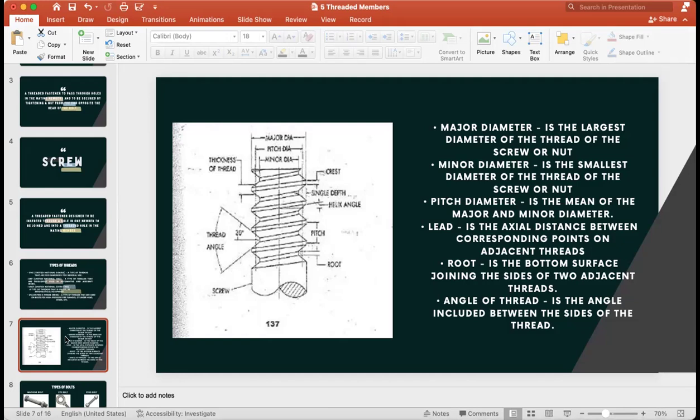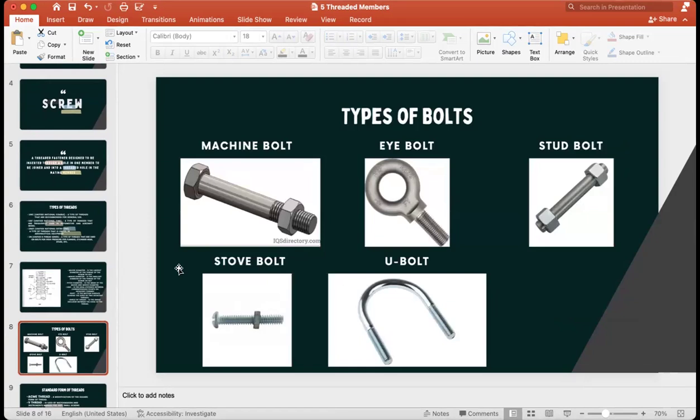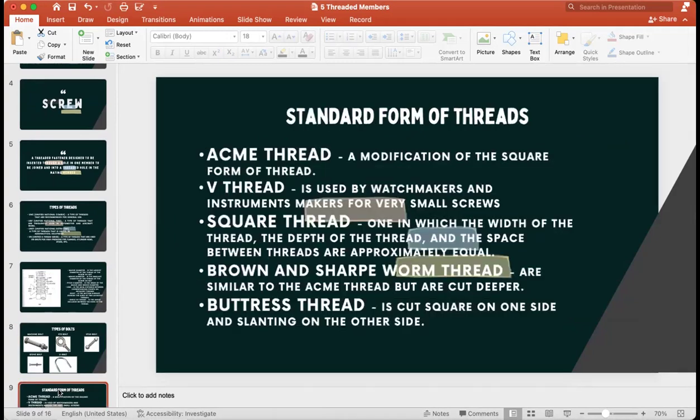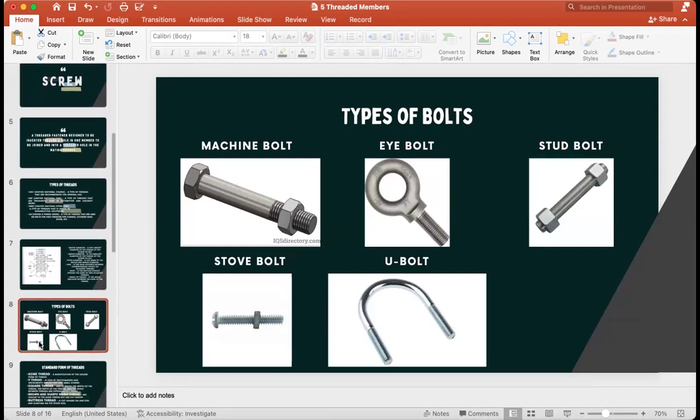Okay. So we have the types of bolts. We have the machine bolt, the eye bolt, the stud bolt, the U bolt, and the slope bolt. Okay. So I already gave you also the definition of these bolts.